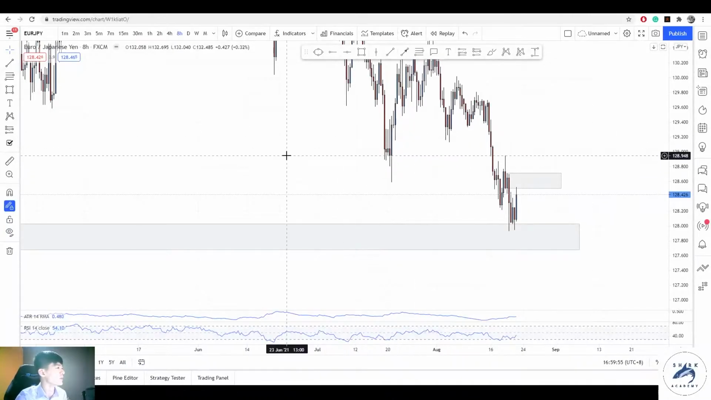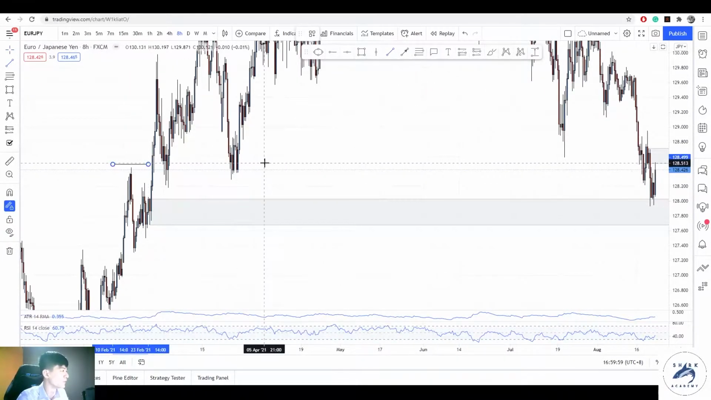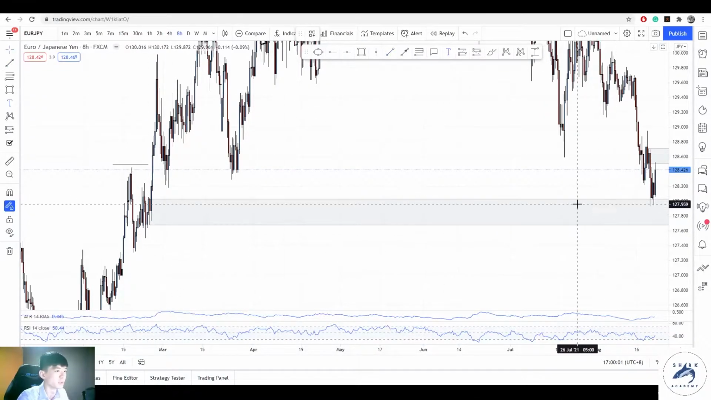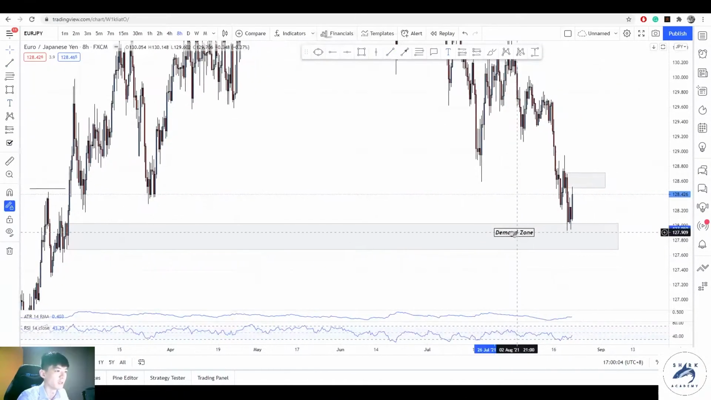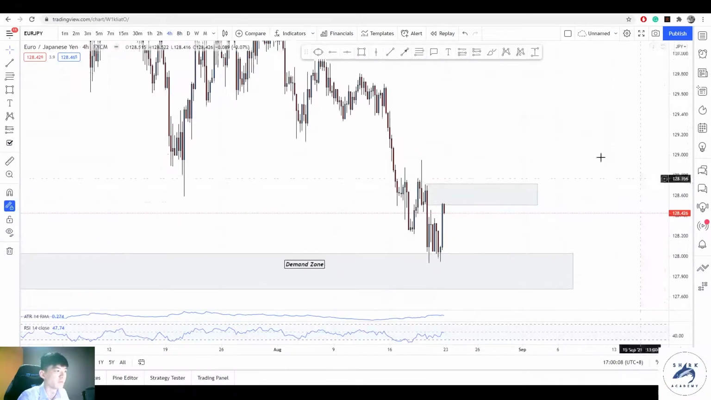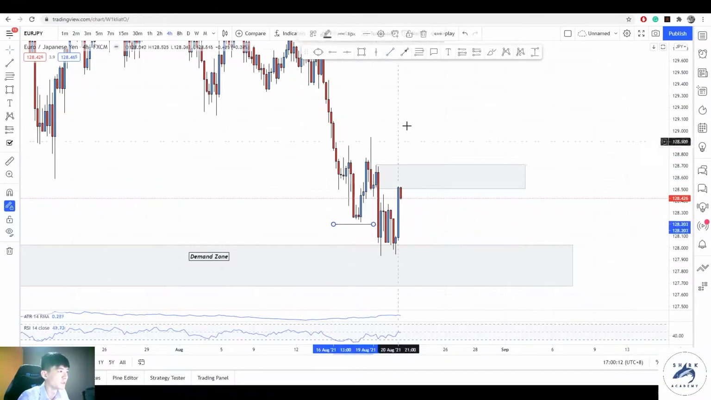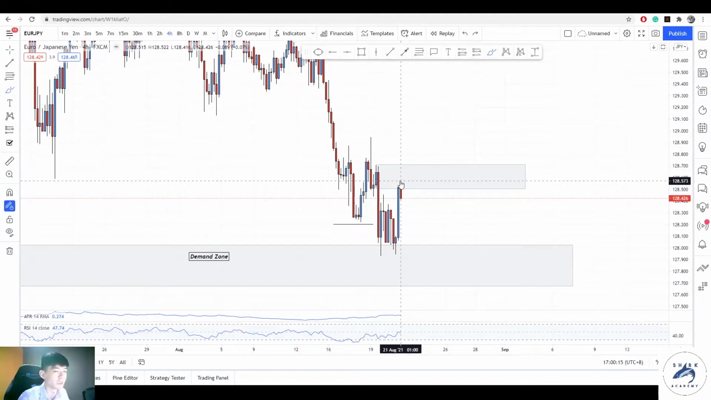Over here we have the euro yen, and you can see on the 8-hour time frame where prices broke out of this area, we left behind a demand zone that was left unmitigated all the way until now. Okay, so drop down to the lower time frame, you understand that we have a supply zone here that broke out of structure, and this means that we are still valid for sells inside of this area.